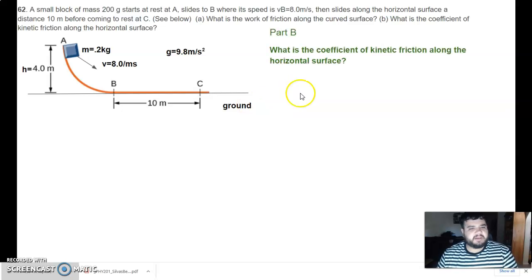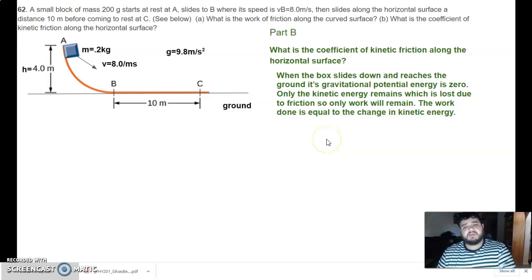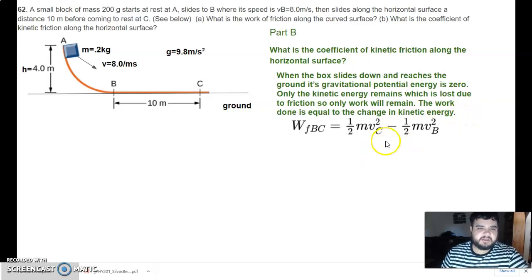So for part B, we carry our diagram and information over. It says, what is the coefficient of kinetic friction along the horizontal surface? When the box slides down and reaches the ground, its gravitational potential energy is 0, as we mentioned, so only kinetic energy remains, like when we talked about how it transferred. The energy isn't lost, it's transferred. So the work done on a system is equal to the change in kinetic energy. It's important to remember that.